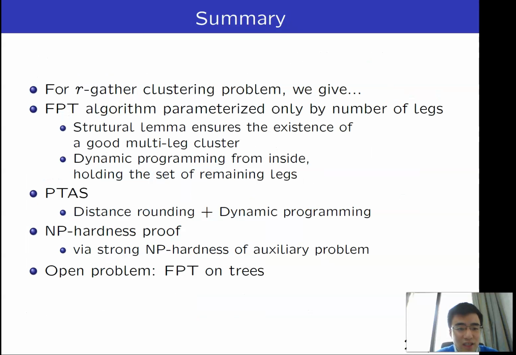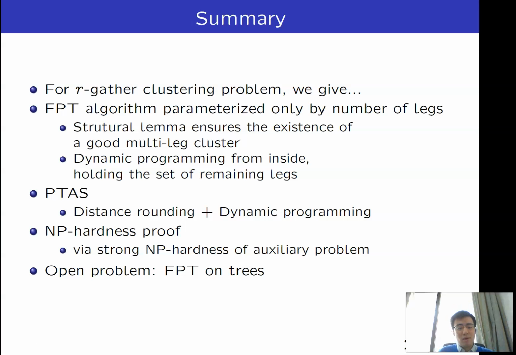Let us summarize our result. For altogether clustering problem, we gave the first FPT algorithm parameterized only by number of legs. It is via structural lemma and dynamic programming. The structural lemma ensures us to construct the clusters from inside to the outside. We also give a PTAS. It is the combination of distance rounding and dynamic programming. Finally, we prove NP-hardness via strong NP-hardness of auxiliary problem.